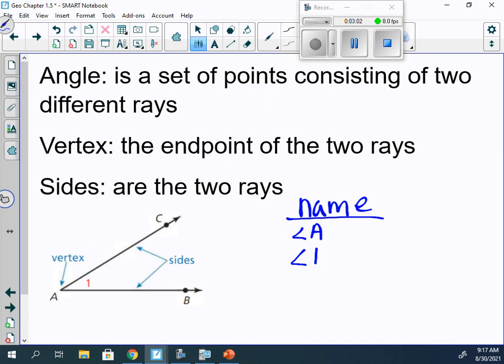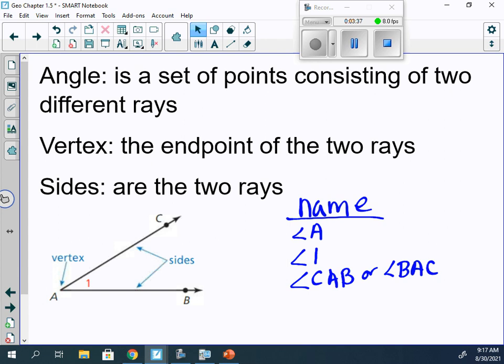And the last way is by using the 3 points. So there's 2 points, C and B, that are on the rays, and then there's the vertex. Now we can name it CAB or angle BAC. We can name it as either one of these here. But the key feature to this is that the vertex, angle A, or point A, that point of the vertex, has to be in the middle. It has to be in the middle.